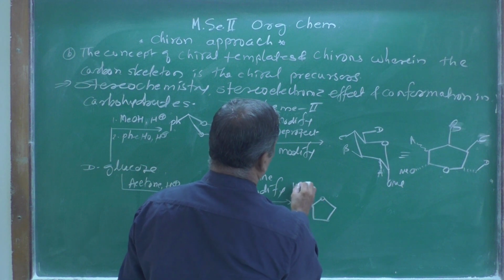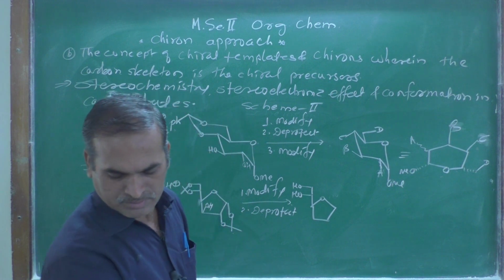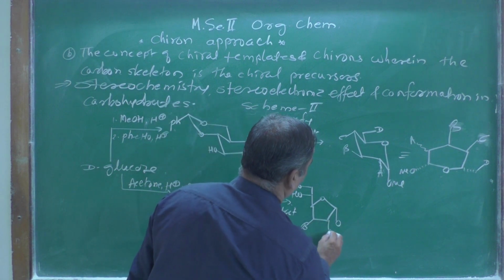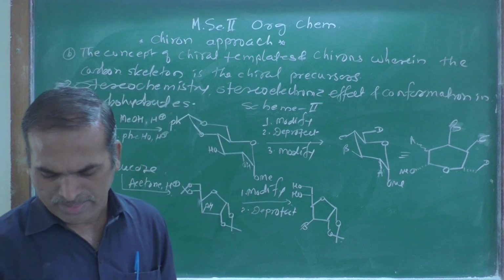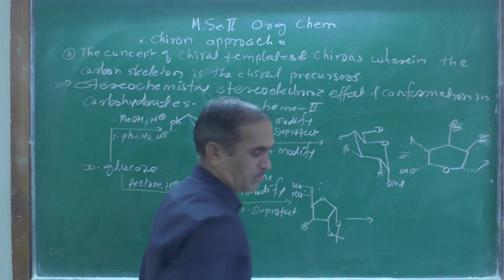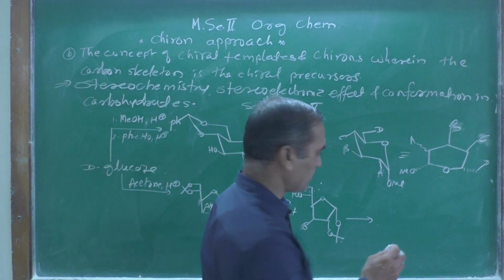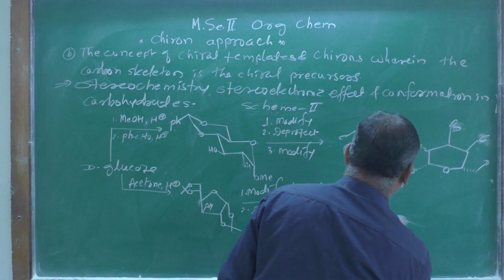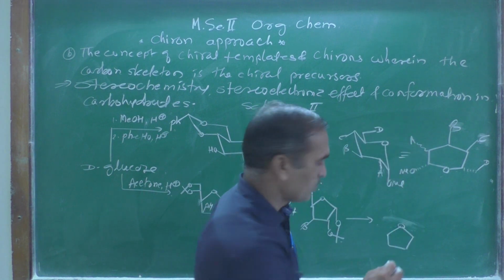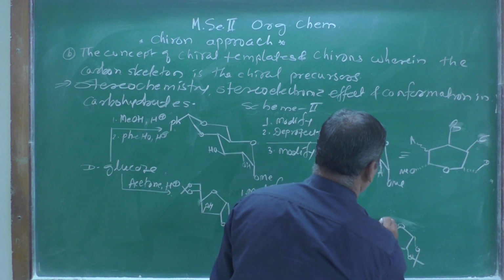and this HO and this HO get free over here, and this one you can write as B, and this is still protected over there, and then it can be modified, or this can be removed. What do you get? You can get this type of compound. No, not this. Still it is protected, and this is B, and here OH.